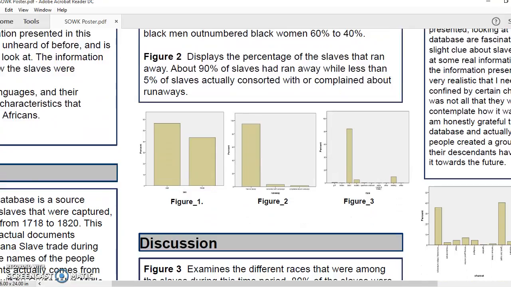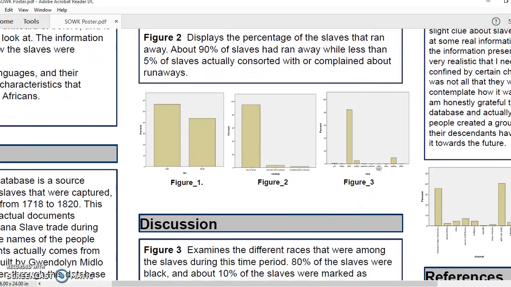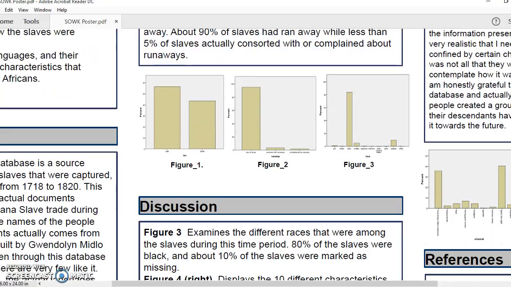Figure 2 is the runaways, the percentage of people that ran away. It looked like about 90% of slaves ran away. That I didn't know. I thought it was actually less that ran away, but I was surprised to see such.